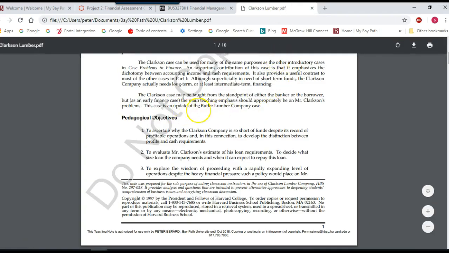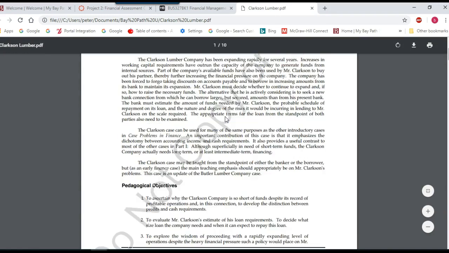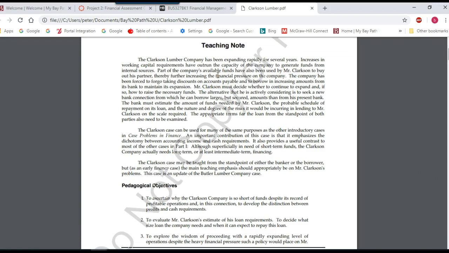So let's go over some of the Clarkson case study. Clarkson has been expanding rapidly for years. Increased working capital requirements have outrun the capacity of the company to generate funds. Part of the company's available funds have been used by Mr. Clarkson to buy out his partner, thereby further increasing financial pressure.